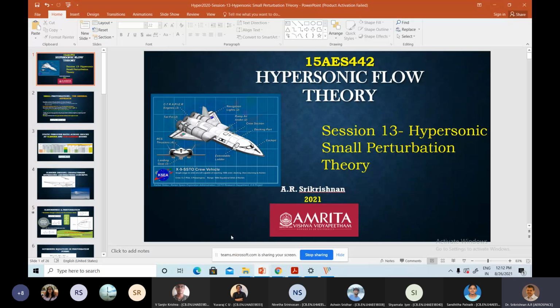Similarity. Before we go to similarity, I'll just explain the title that we have given here: hypersonic small perturbation theory. Small perturbation, I'll explain that earlier. Probably you would have come across that in aerodynamics.